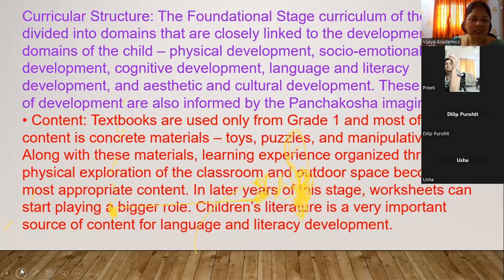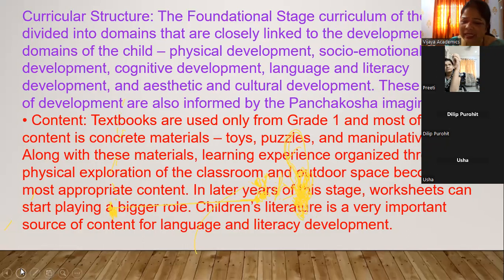See now, here, as per the NCF, what they are saying is that textbooks are used only from grade 1, and most of the content is concrete material. That means we are not going to teach them line by line to the students from the textbook. Okay, we are going to use concrete materials while teaching as per the content of that textbook. Here they have given toys, puzzles, and manipulatives.